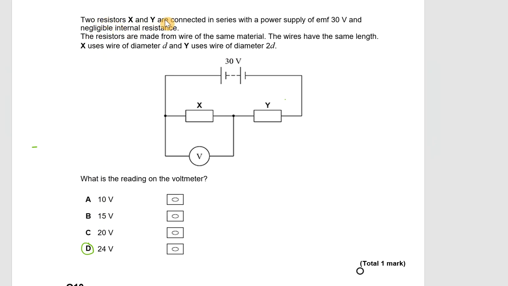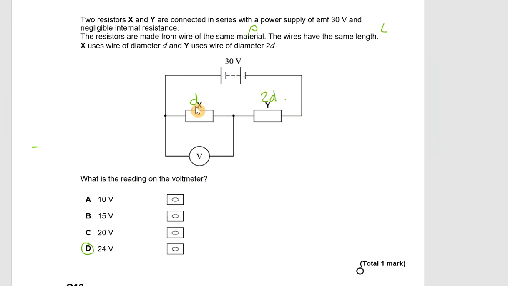So two resistors X and Y are connected in series with a power supply of EMF 30 volts and negligible internal resistance. The resistances are made from wire of the same material. That means they're going to have the same resistivity, and the wires have the same length. X uses wire of diameter D, and Y uses wire of diameter 2D, so it's twice as wide. What is the reading on the voltmeter?